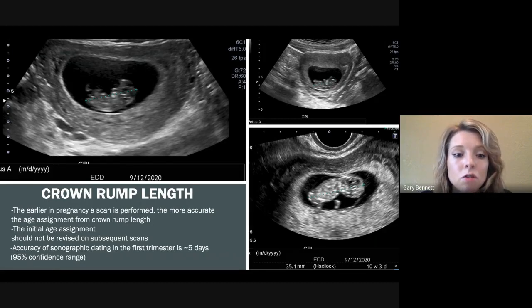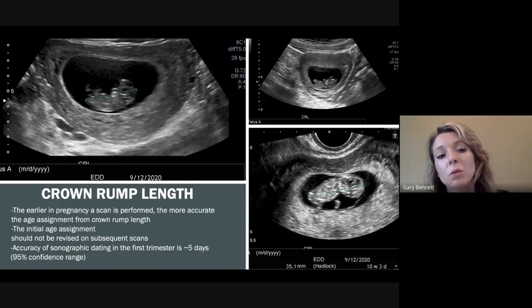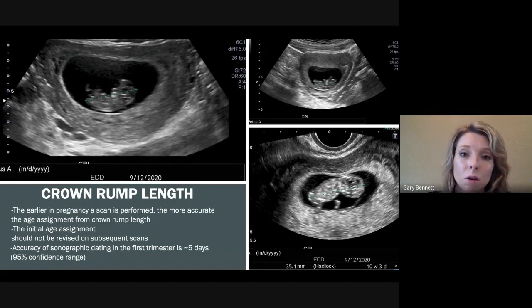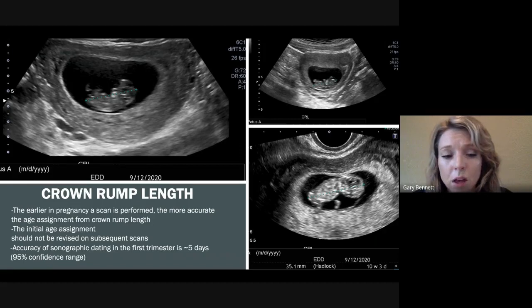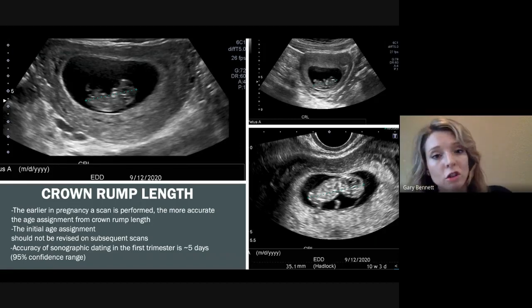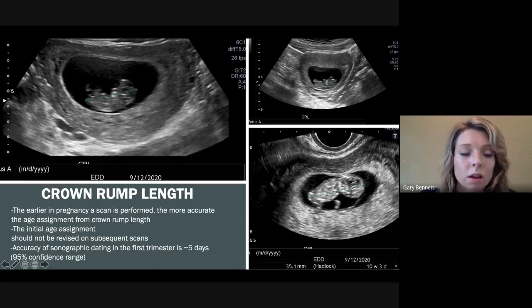So if you can measure a good crown rump length first trimester, you're not going to want to change those dates later on. If baby is not progressing the way that you're expecting and those dates don't line up further along in pregnancy as what you obtained early on with the crown rump length, that's going to be a developmental issue. And you should not be adjusting your EDD based off of those later measurements.